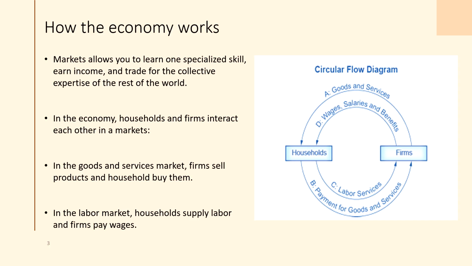Okay, let's look at how the economy works as a system. Markets allow individuals to specialize in a particular skill, earn income, and then trade that income for goods and services produced by others. There are two key markets. In the goods and service market, firms produce and sell products and households buy them. In the labor market, households supply labor and firms pay wages. These interactions create a circular flow of income and production that keeps the economy running.